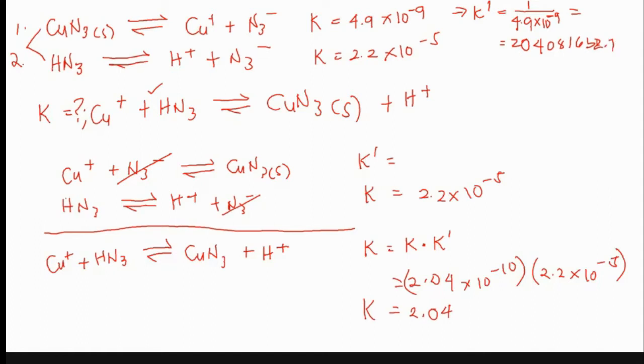204081632.7. Ano input yung ginamit sa calculator? Input is 1 divided by 4.9 times 10 raised to negative 9. Yes, ma'am. Isulat niyo, digit 2.04? Yes, ma'am. Ma'am, naka-scientific notation agad dito, decimal point lang po ito, ma'am.